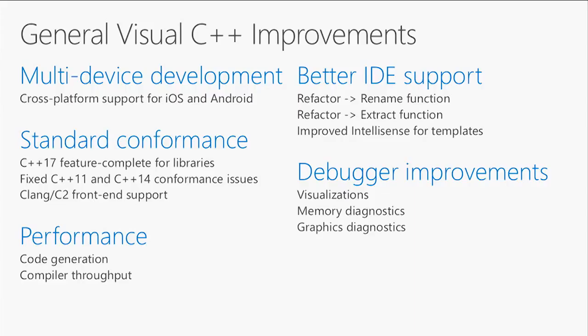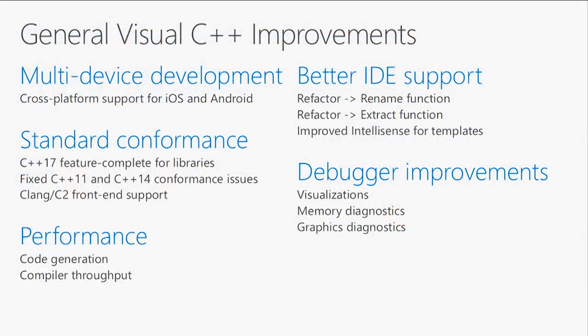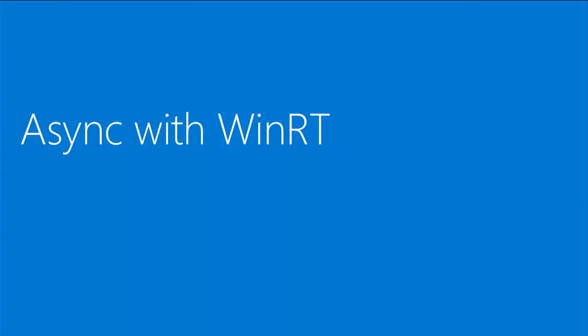We're still working on performance, because performance matters when you do C++, on code generation and the speed of the compilation process. Better IDE support: refactoring, so extract function and rename function, and we have improved IntelliSense for large files and of course templates. And as we spend a lot of time debugging C++ code, we have introduced new visualization, memory diagnostics, and graphics diagnostics. If you want to follow the life of one pixel, you have the tool for that. But back to our main subject, asynchronous programming with WinRT, and I'll let Peter introduce the subject.